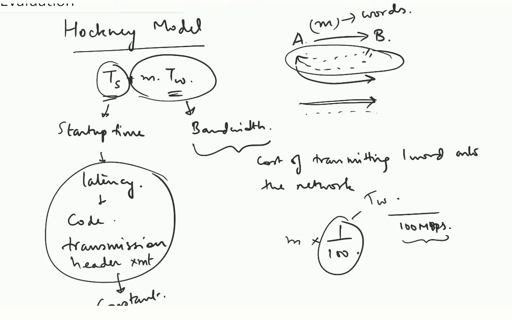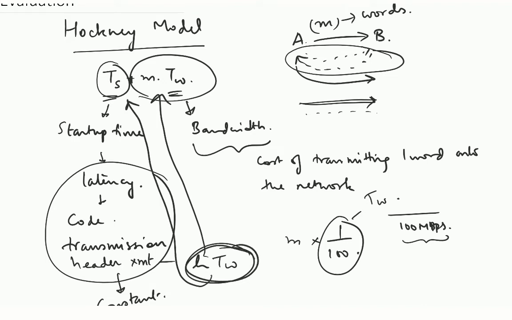So if the header size is h, then h times tw is an additional cost, right? But the header is always of the same size. So I don't need to account for this header over here. Since it's always constant h, I can just add this h tw to the startup time. Okay, so it's a very simple model.